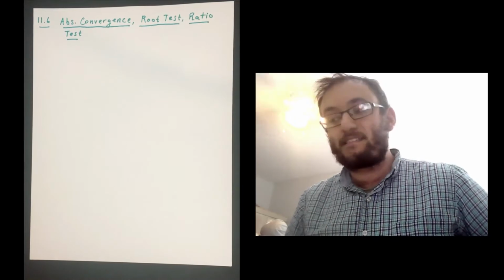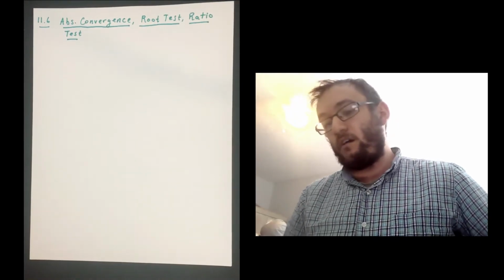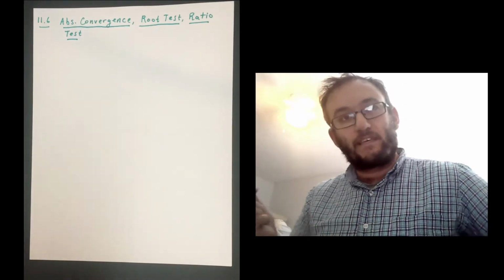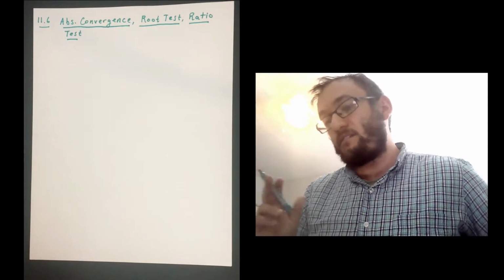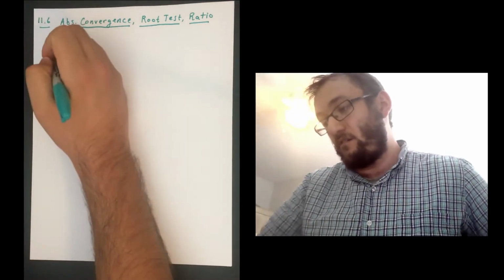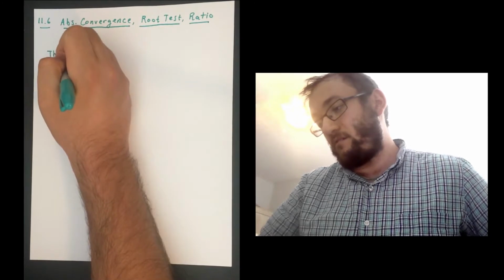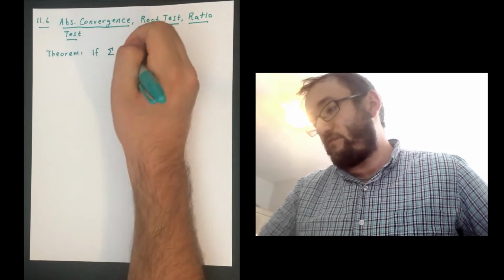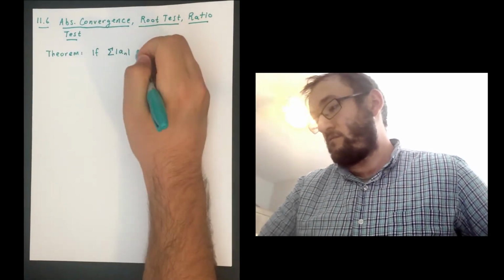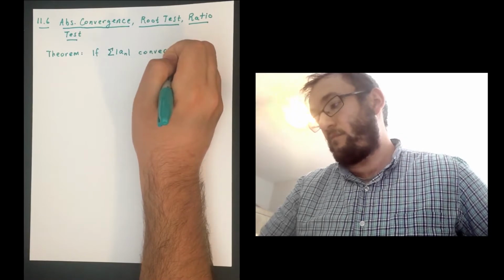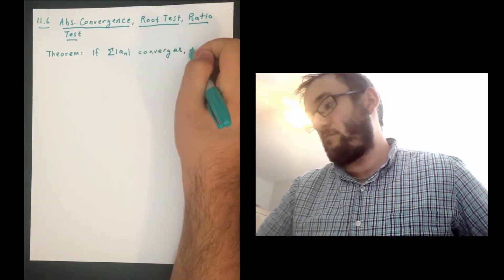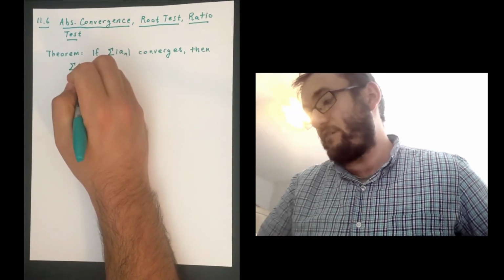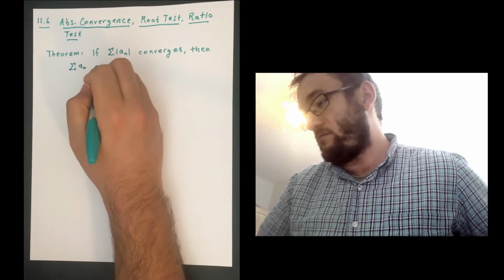Hi all. Last time we left off talking about the concept of absolute convergence versus conditional convergence. And right now I'm going to give you a proof of the last theorem that I talked about, which is that if a series of absolute values is convergent, then the series itself, before taking absolute values, is also convergent.